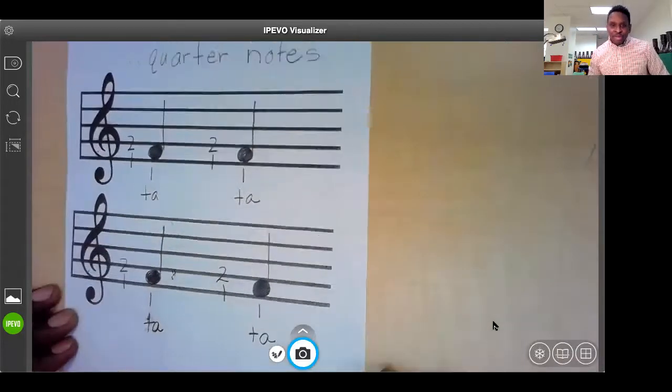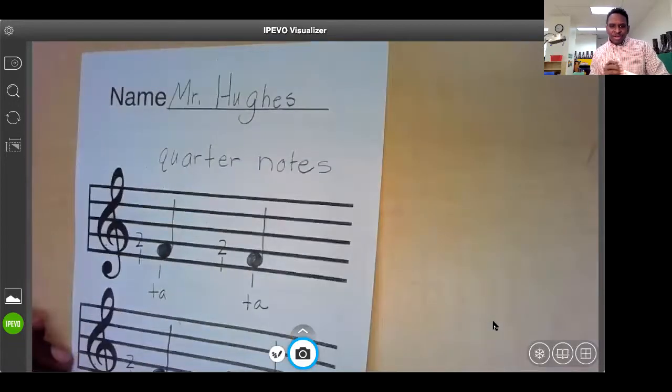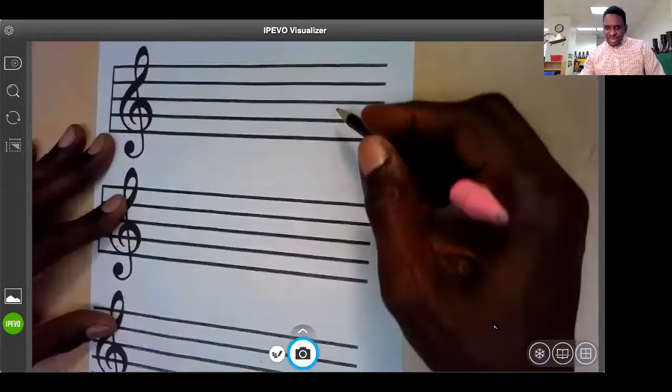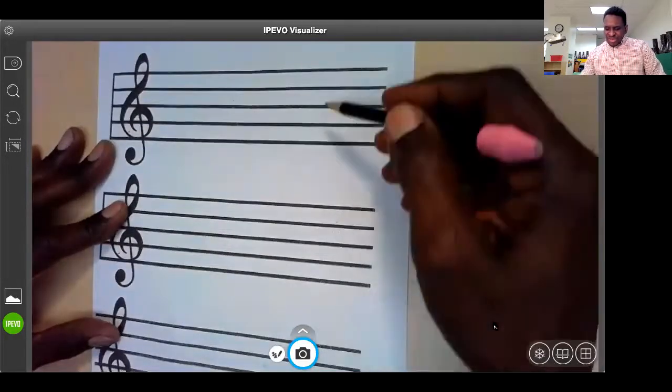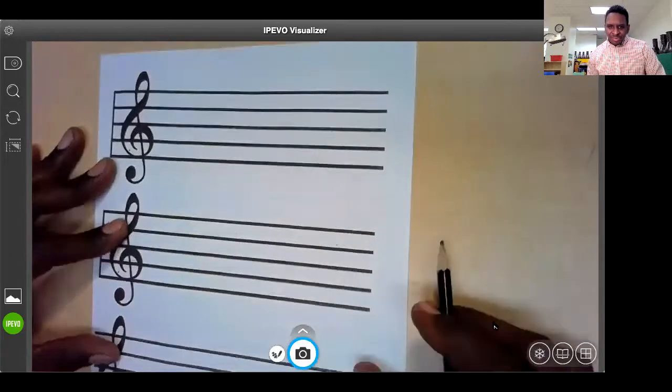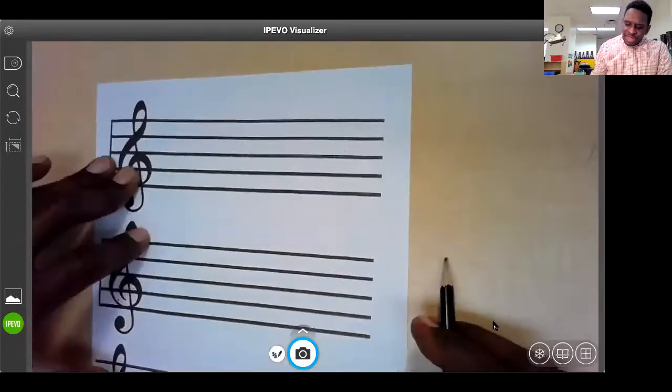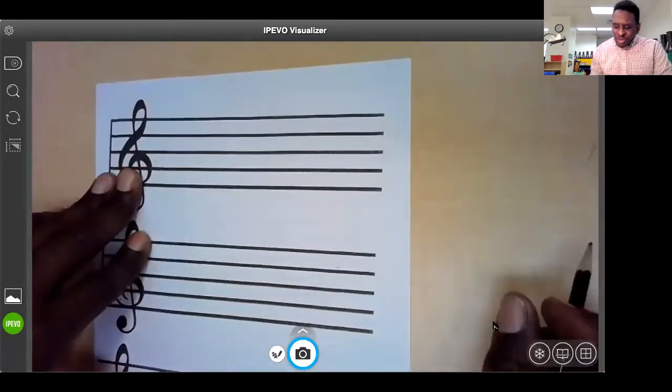Now turn your papers over. In your work, you're just going to flip the page over. And then you have 3 sets of staff lines. Go to the top and let's write out eighth notes.